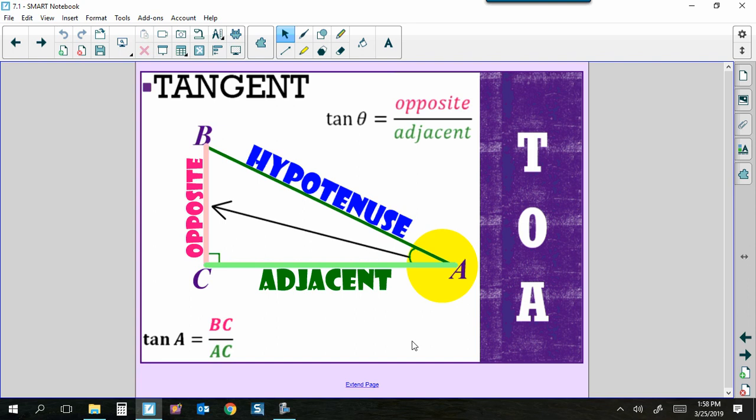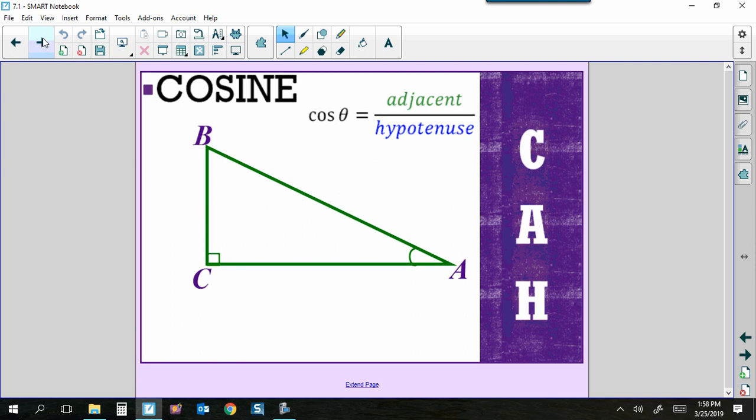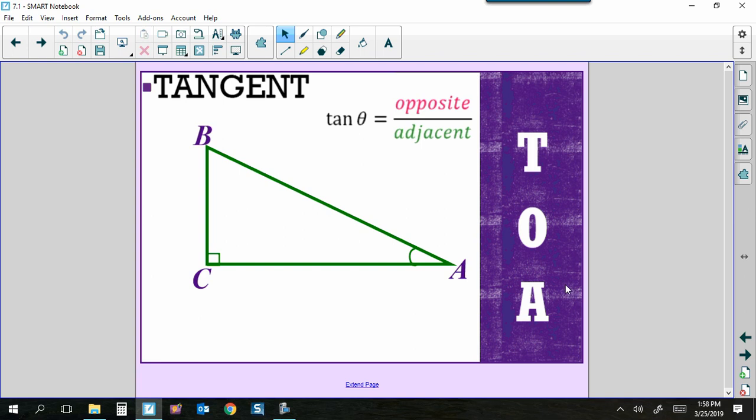I have it written down the side of each of these pages. The way I like to write it is, for this first one, S and then O over H. And then for the next one, it's C and then an A over an H. And then T with an O over an A. So SOHCAHTOA. Learn that, memorize that. That is basically telling you exactly how to set up your equations.